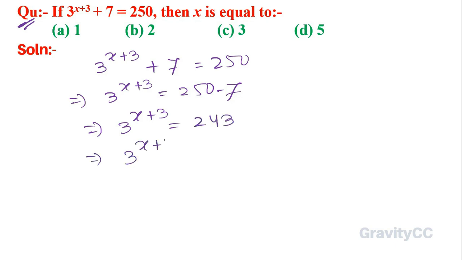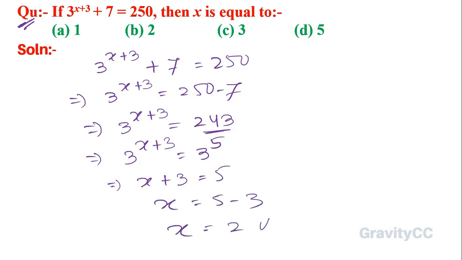3 to the power x plus 3 and 243 is the power of 3 to the power 5. Here base are identical. So x plus 3 is equal to 5. So x is equal to 5 minus 3. So x is equal to 2. Answer. So option B is the correct answer.